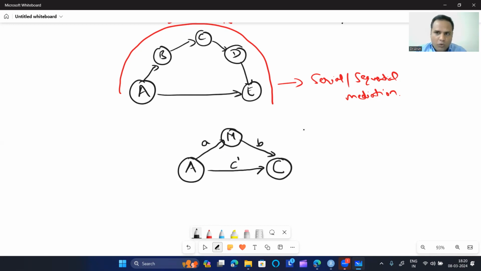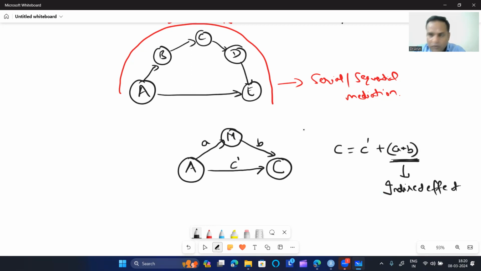Now, if you want to write an equation, how would you write it? You put it this way: C is equal to C dash plus A into B. A into B is nothing but the path coefficient of A and M multiplied by the path coefficient of M and C. So this A and B is known as your indirect effect, the product of path A to M and path M to C. When I say product, it means you are multiplying. So this is known as the indirect effect.